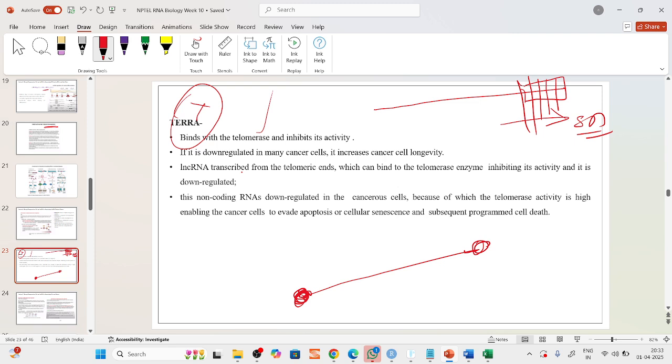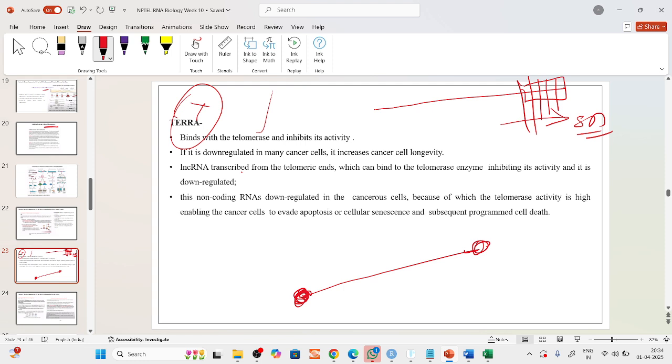And then we have studied about a long non-coding RNA, and the name of that long non-coding RNA is TERRA. And what does TERRA do? TERRA binds to the telomeres and it inhibits the activity of the telomerase enzyme. Because it inhibits the activity of telomerase enzyme, telomerase is inactive. So the telomeres at the ends are not renewed, and therefore the cell ultimately dies after certain rounds of replication.